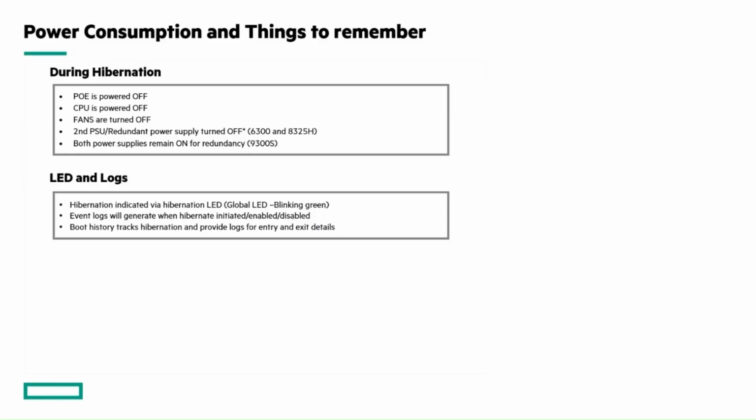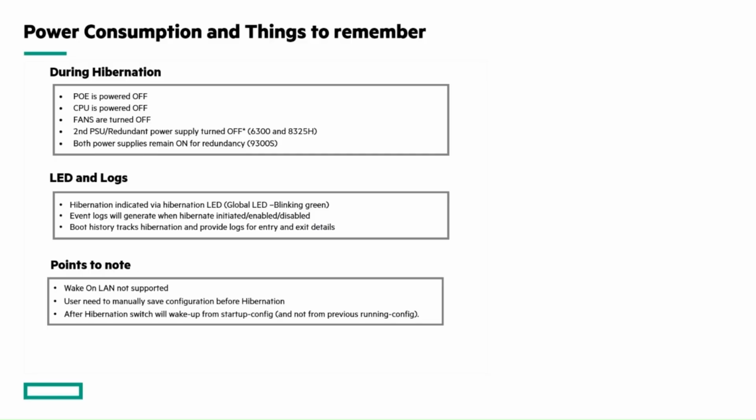In addition to that, boot history tracks the hibernation and provides logs for entry and exit details. So if you go to the switch and run show boot history, you will be able to see the logs related to whether the switch rebooted, or gone to hibernation and rebooted back to start operating normally. The last boot reason is mentioned as being because of the hibernation, with the timestamp of entry and exit details.